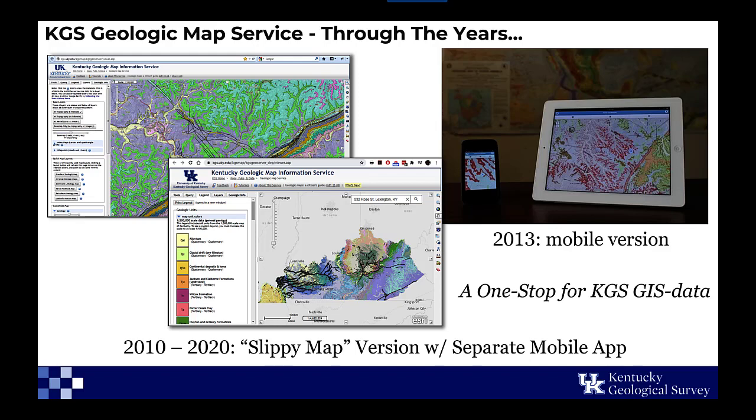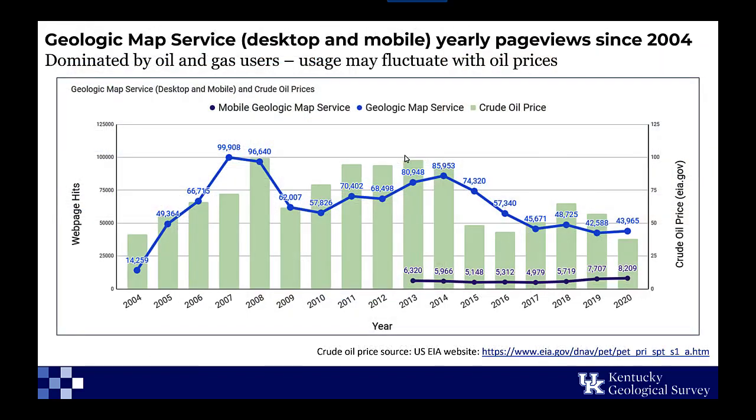In 2013, we also developed a separate mobile version, which also used the JavaScript API, but it was really pared down in functionality. As mobile use started to step up, we really saw a need to develop that version. And so we stood this up until this past year, 2020, when we developed our new map application.